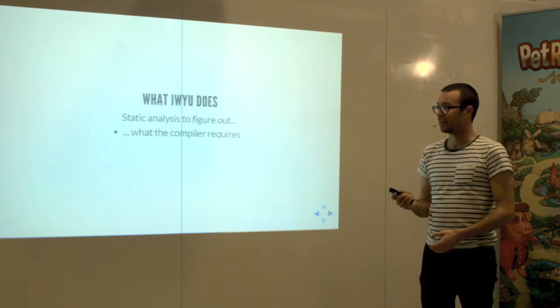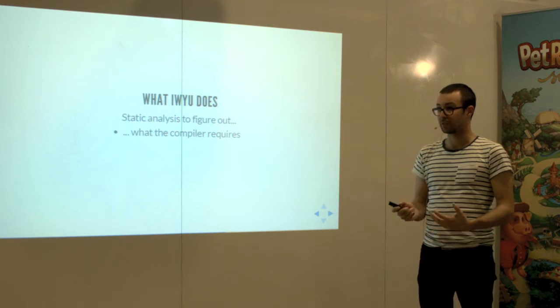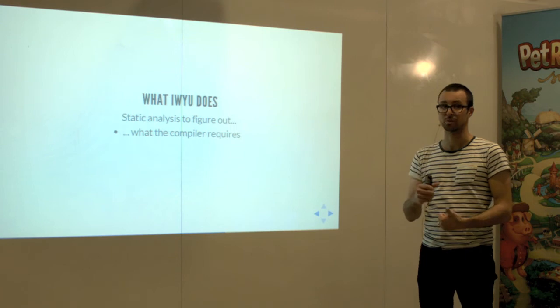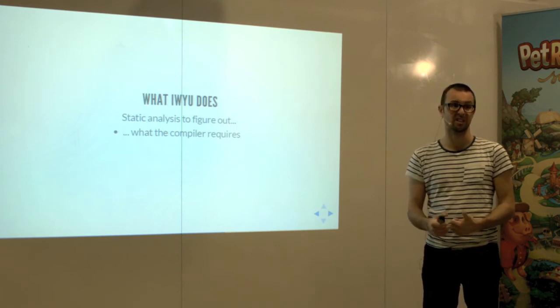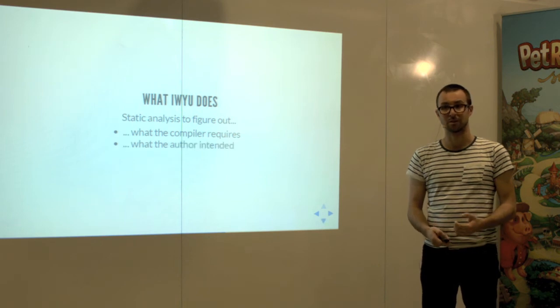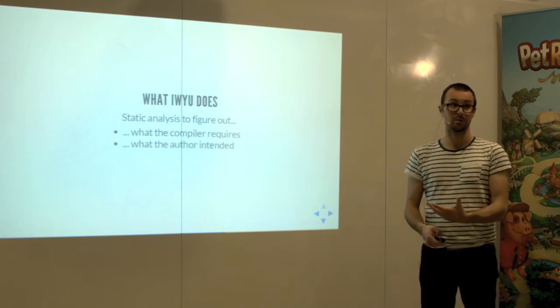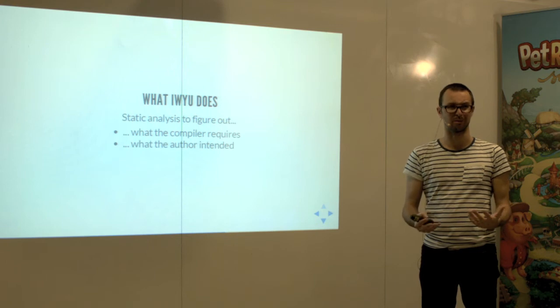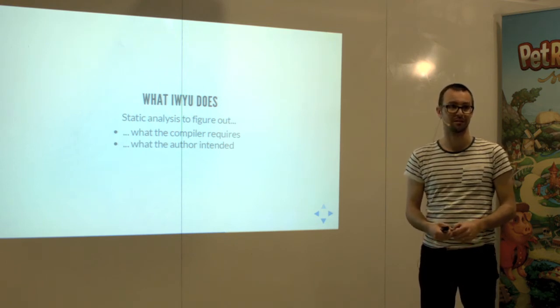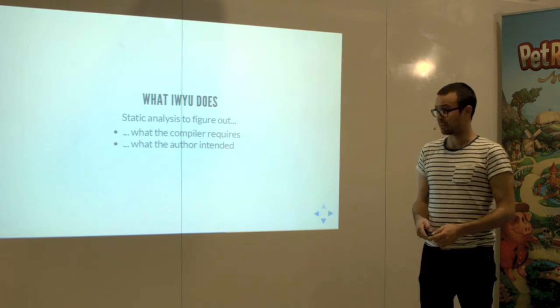So include what you use as a tool tries to figure out first what the compiler requires, which is kind of the easy problem, but also what the author intended, which is usually the really hard problem, because that author is a person and they don't tend to be very structured.